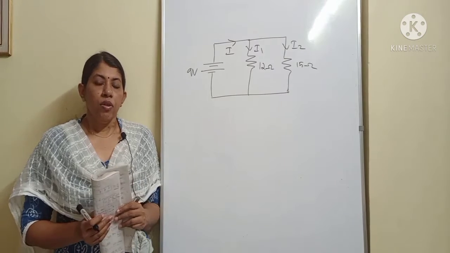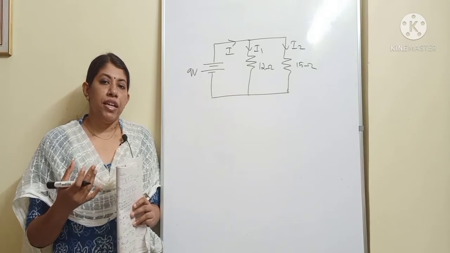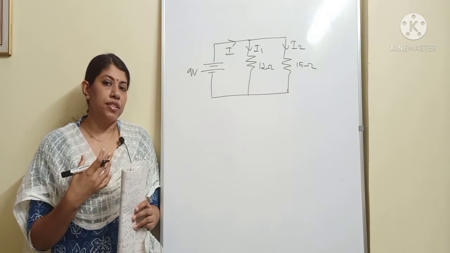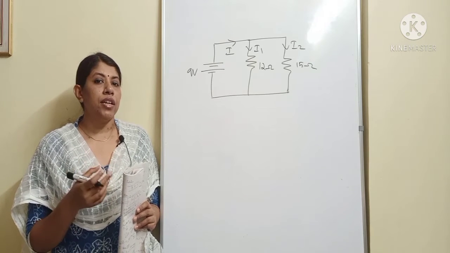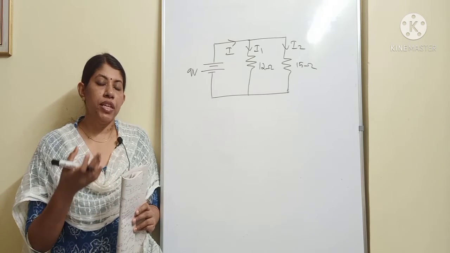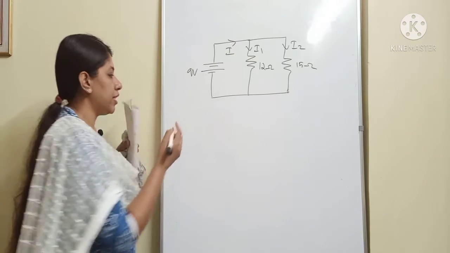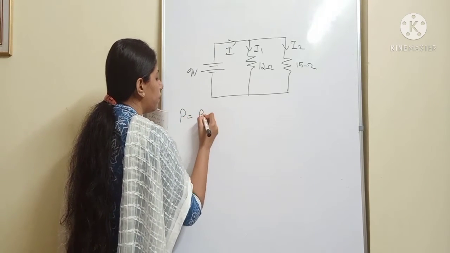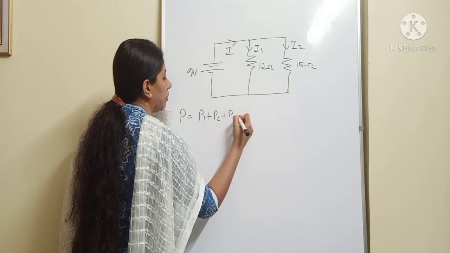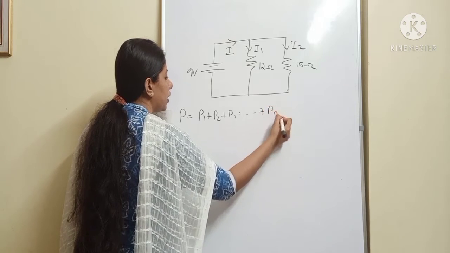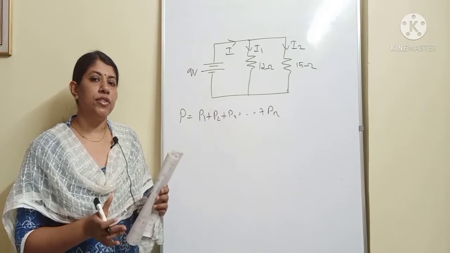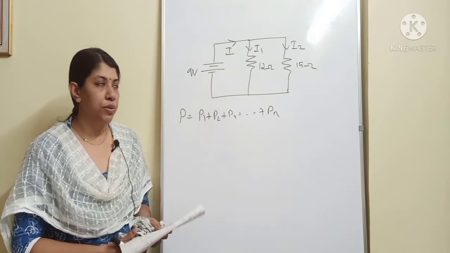Okay. Now we will see how power in a circuit where resistances are connected in parallel can be calculated. As in the case of series connection, the total power will be equal to the sum of the individual powers, that is P will be equal to P1 plus P2. If there are more than 2, then it will be P3 plus and so on. We just need to add all the individual powers. So we will directly try to solve a problem so that things will be clear to you.